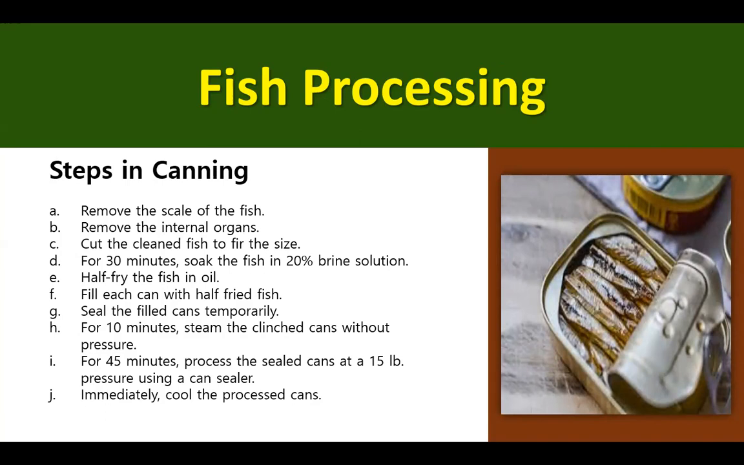Next, seal the filled cans temporarily. Use the first roll operation of the can sealer. Next, for 10 minutes, steam the clinch can without pressure to exhaust the air inside the cans. Then seal the can completely. For 45 minutes, process the sealed cans at a 15-pound pressure using the can sealer. And lastly, immediately cool the processed cans in running water.